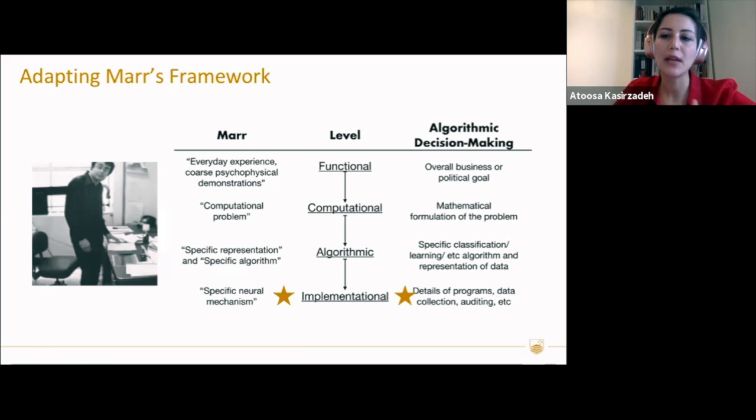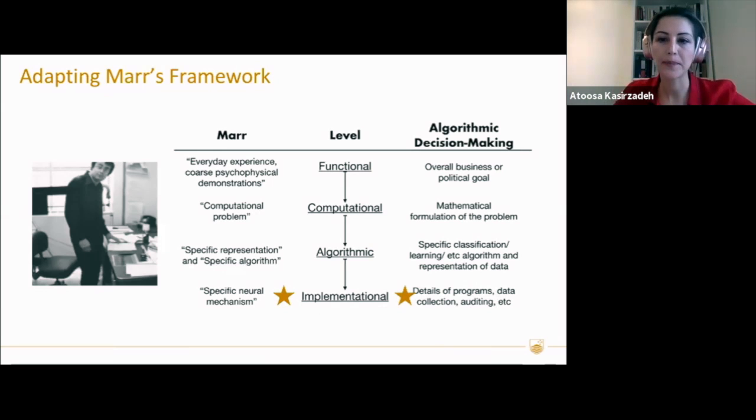So we claim what is important about this implementation level is anything that is relevant to the instantiation of an algorithm as a token process, not just the hardware. And you might disagree with us. When we presented this paper to some of our colleagues, they disagreed with us. So we provided a justification for why we include all these details of programs and data collection in our paper.